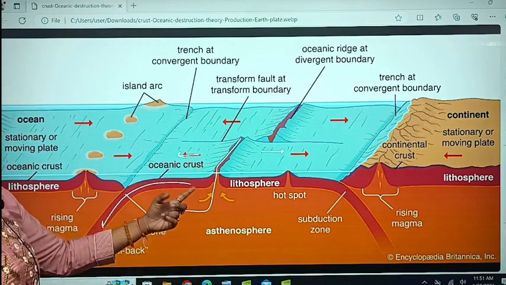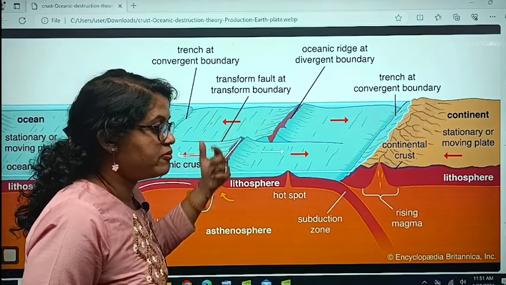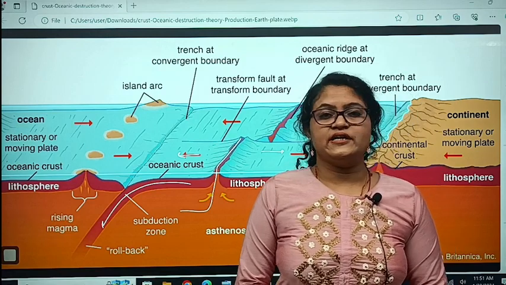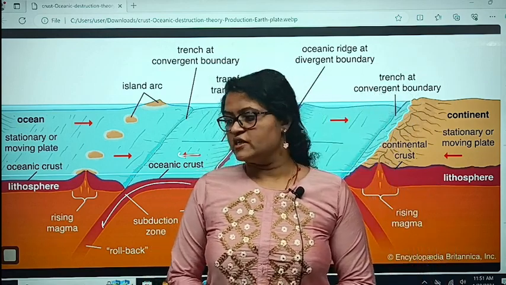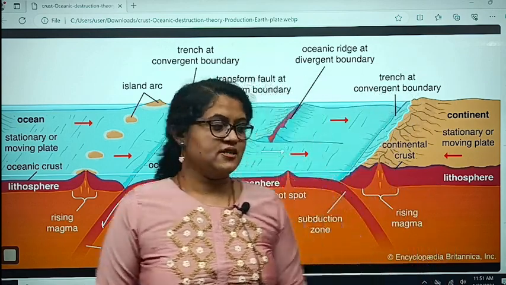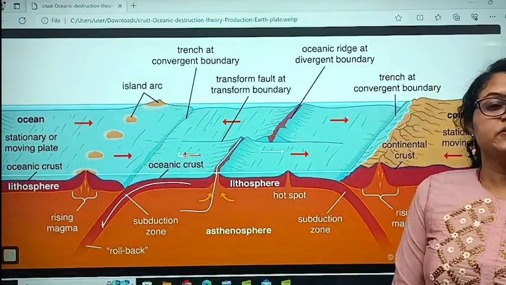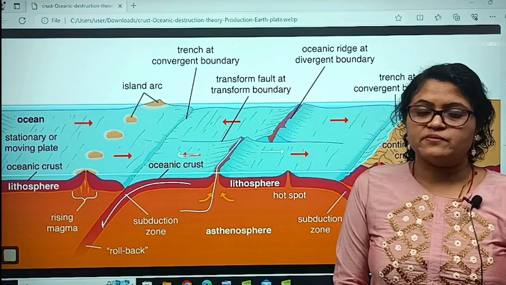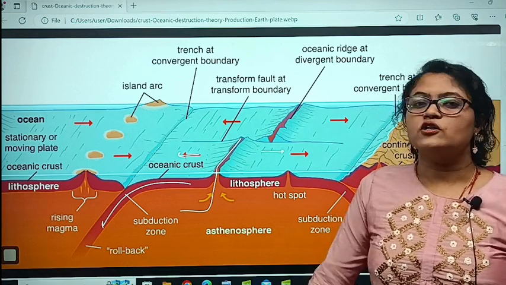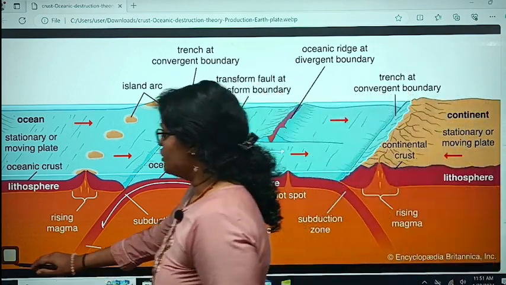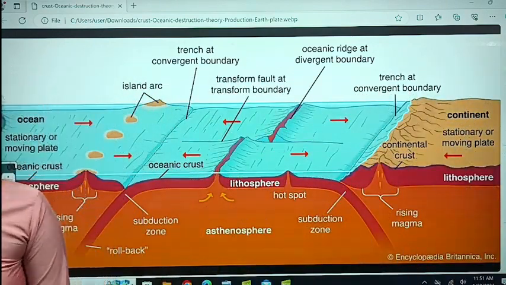For example, in the Atlantic Ocean, some chains of mountains are formed and as it lies exactly in the middle, we call it a mid-oceanic ridge, that is the mid-Atlantic ridge. So this we can see in a very clear image. So basically plate tectonics makes use of all this theory to see and explain it. Now we will see how it is happening.